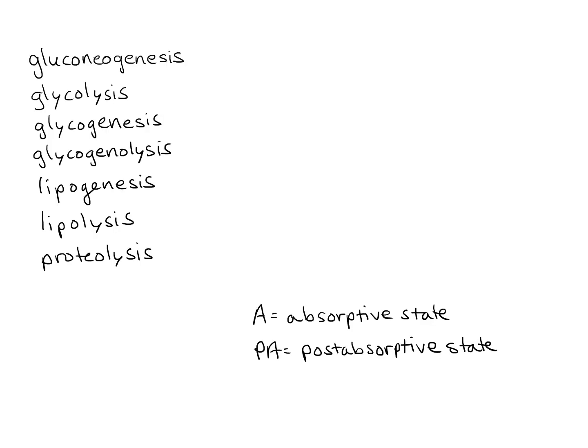Okay, last thing we're going to take a look at is just keeping straight all of these terms. So I want you to know definitions, and then also, are they happening during the absorptive or post-absorptive state, or both? So let's start with gluconeogenesis. So remember, this is you're making new glucose from things that aren't carbohydrates. And so this is the liver doing this. And remember, we're going to be doing this during the post-absorptive state. So that's when this would be happening.